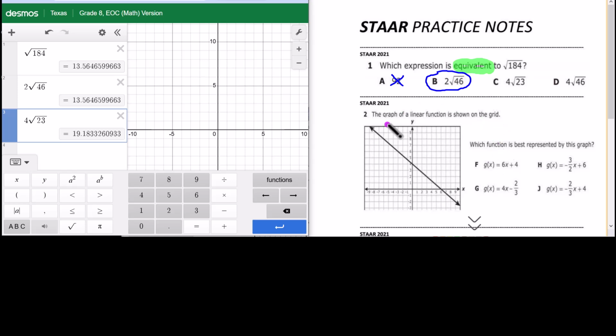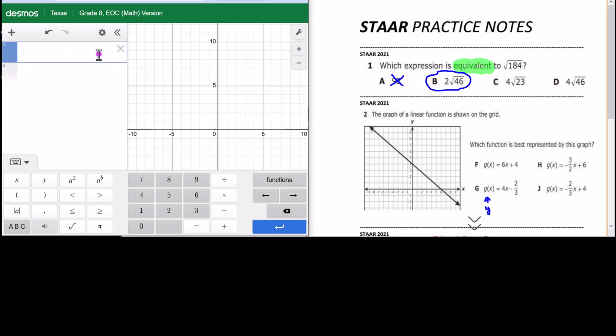Okay, next question is the second question from the 2021 STAR test. And basically, one of the things that indicates to me that I can use Desmos is because the multiple choices all have the y alone. If you remember, g of x is the same thing as saying y. So basically, all these equations have the y alone. So when that happens, I can use Desmos to compare my multiple choice with the graph, because the problem is saying which function best represents this graph. So which one of these functions right here best creates this line.